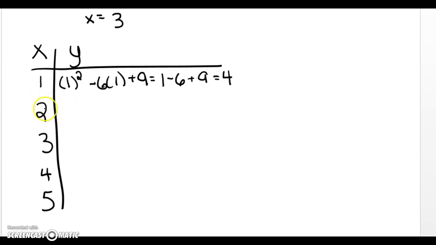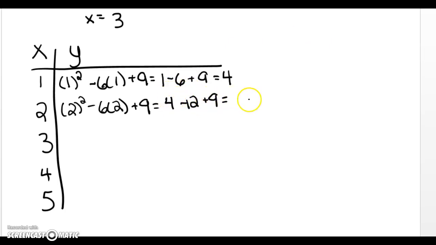Now we're going to do the same with our x value of 2. So we have x squared, so we're going to have 2 squared, minus 6 times x, which is 2, plus 9. Starting with our exponents here, we have 2 squared is 4, negative 6 times 2 is negative 12, and plus 9. Then you can do your adding and subtracting. So we have 4 minus 12, which is negative 8, plus 9 is positive 1. So this here is our y value for x equal to 2.